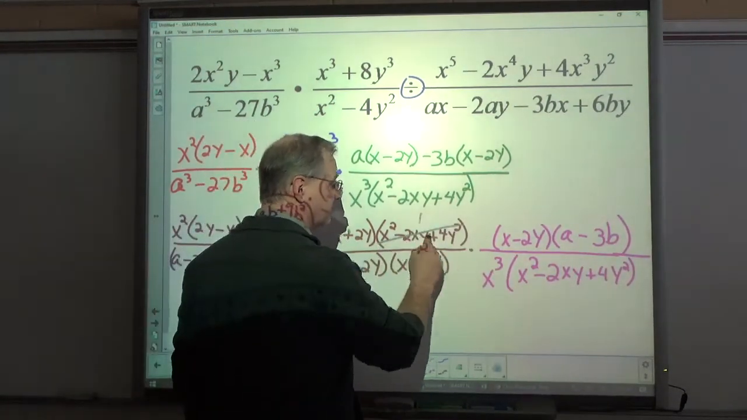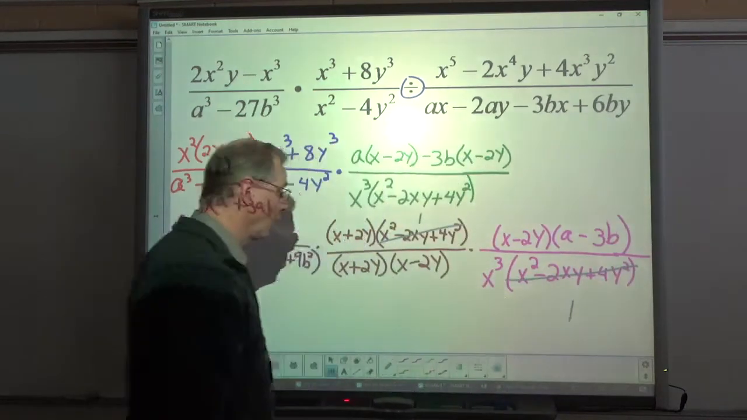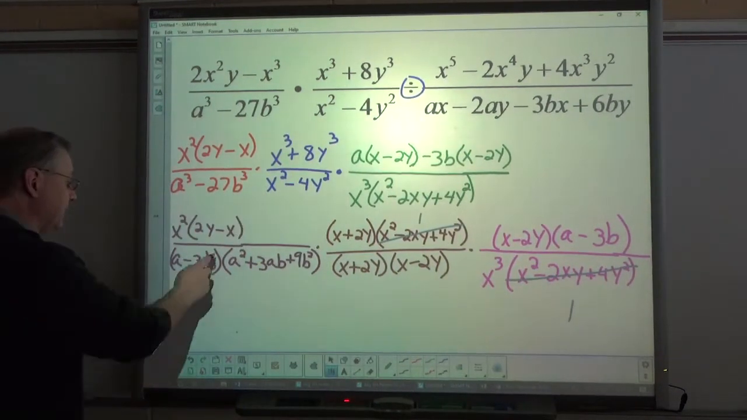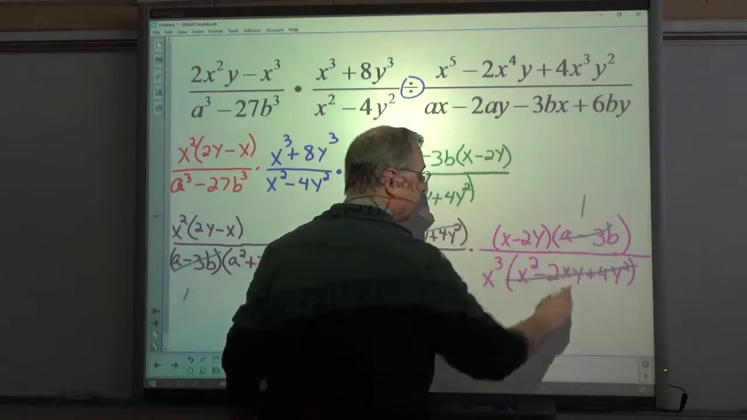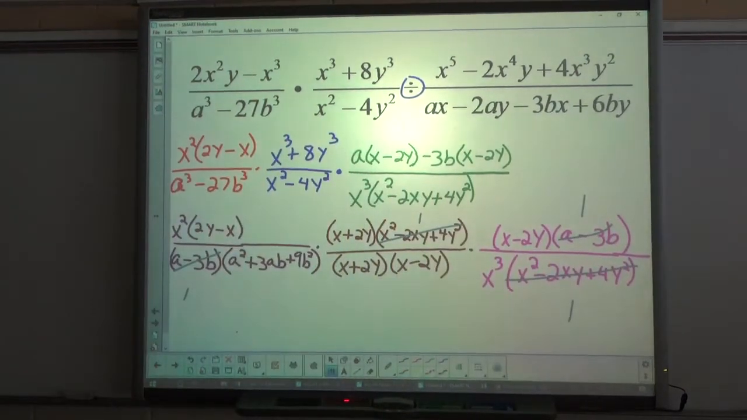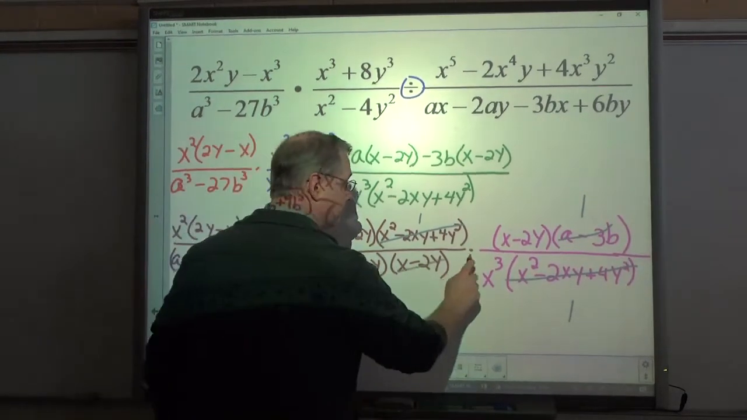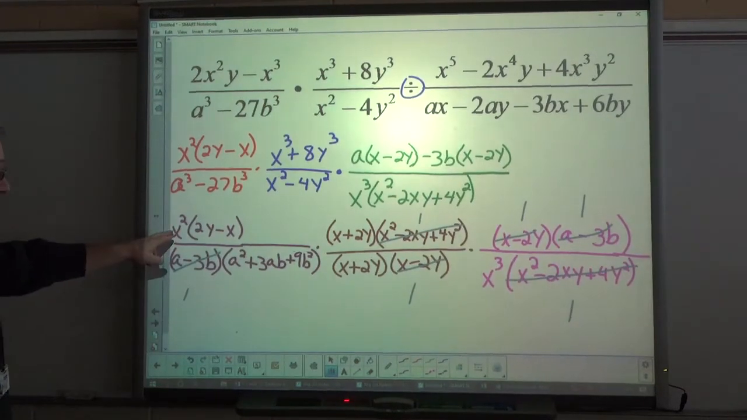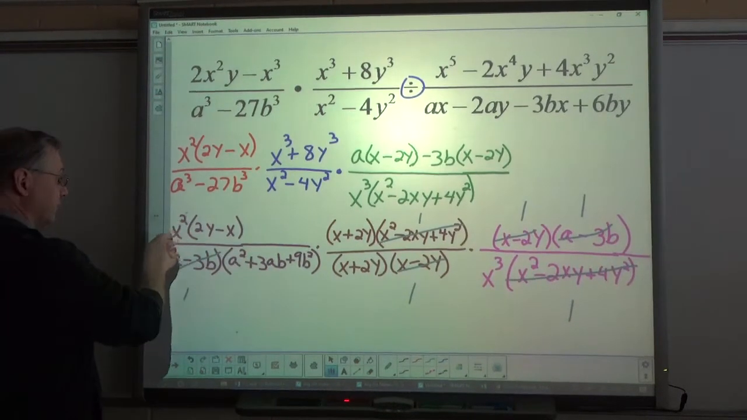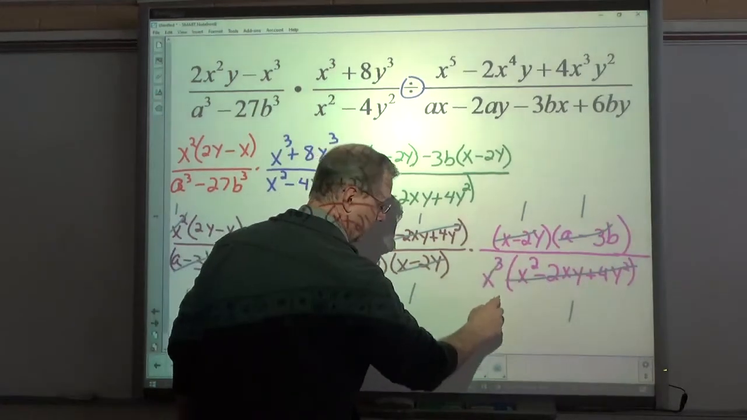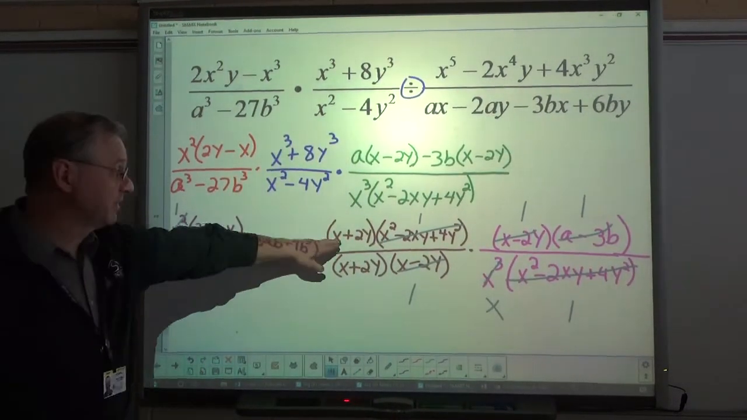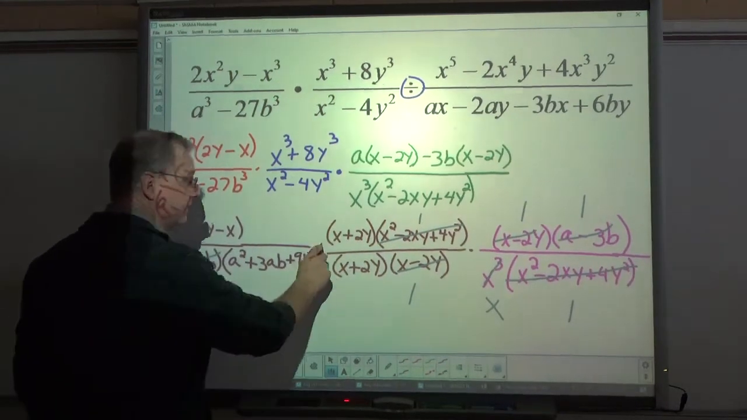So this cancels with this one. That's a big one. A minus 3b, a minus 3b. All right, that's gone. X minus 2y, x minus 2y. Awesome. That's gone. The x squared and the x to the third. What's left? Oh, x plus 2y and x plus 2y.